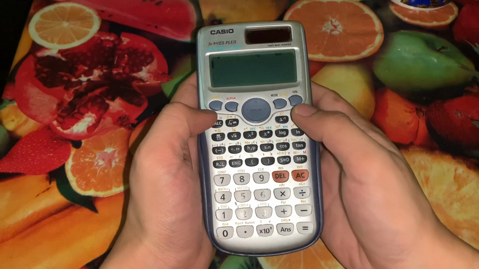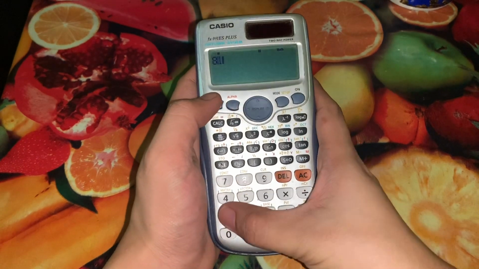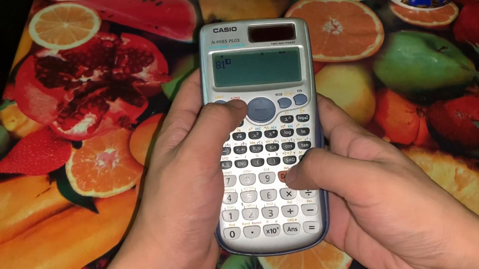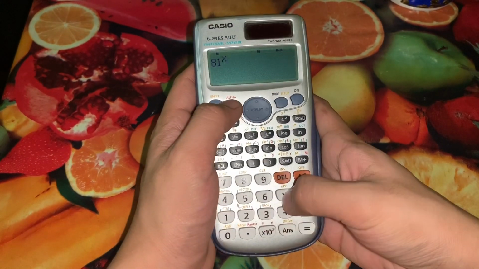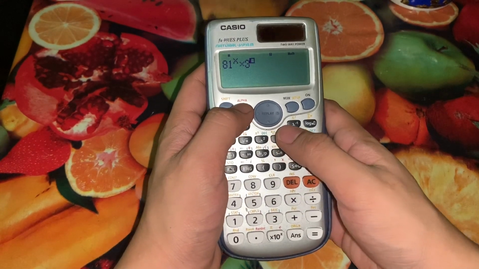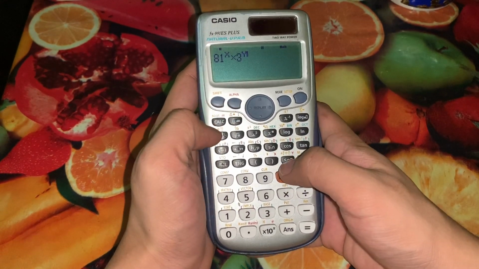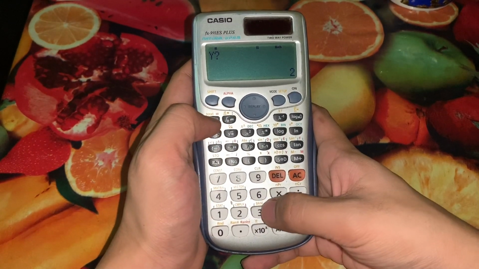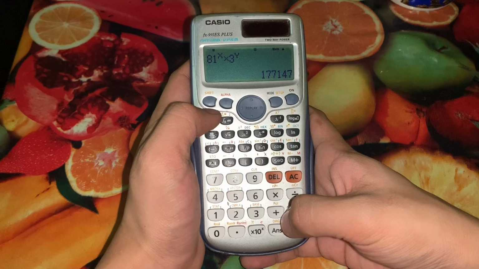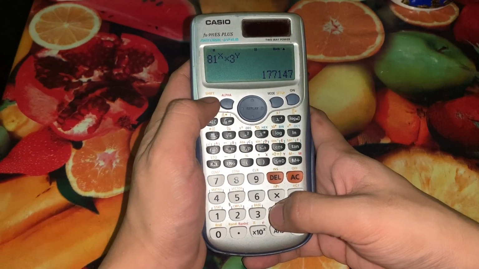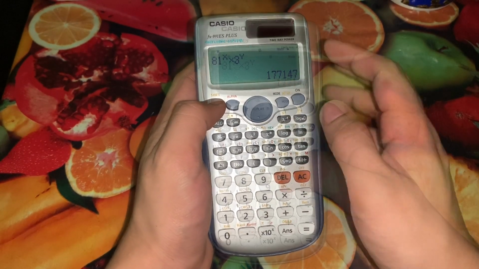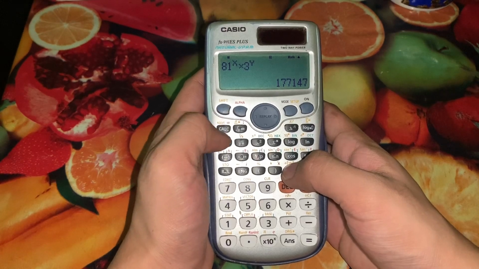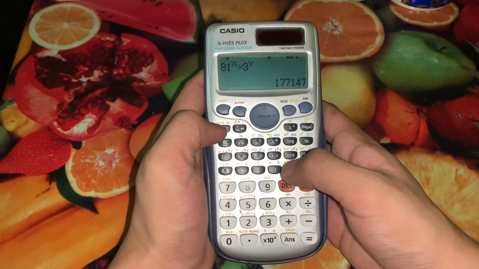Okay? So input natin yung given yung 81 raised to alpha X and then times 3 raised to alpha Y. Then calc natin yung X natin na sinet ay 2. Tapos yung Y natin na sinet ay 3. So therefore, meron tayong 177147. So tandaan nyo to, 177147. So, isa-isa na natin yung choices. Doon muna tayo sa A.